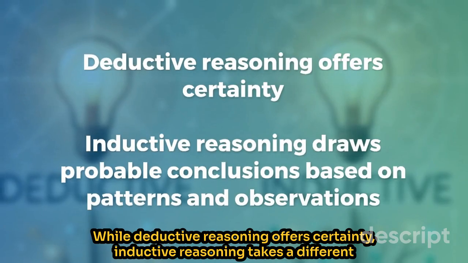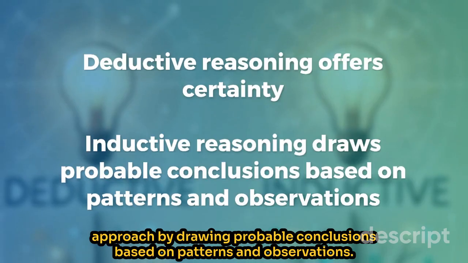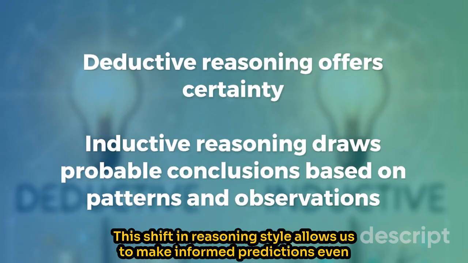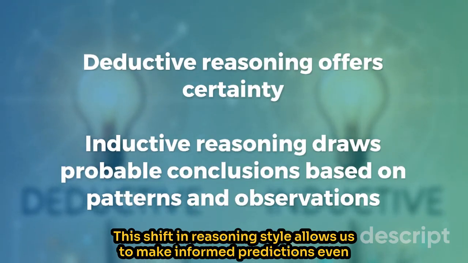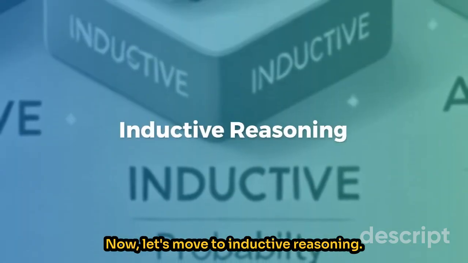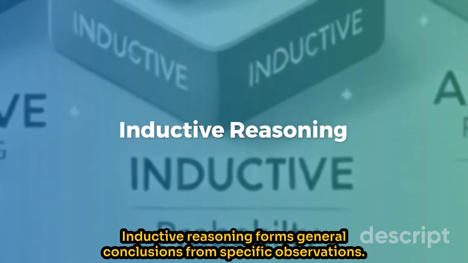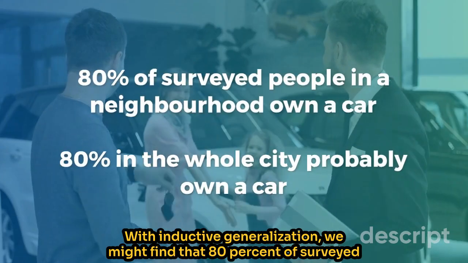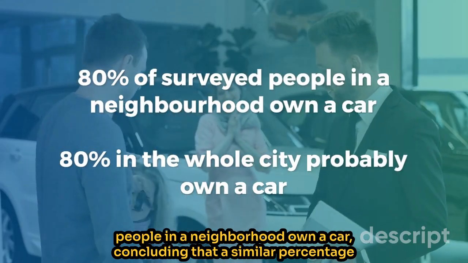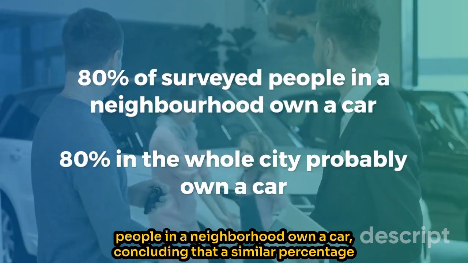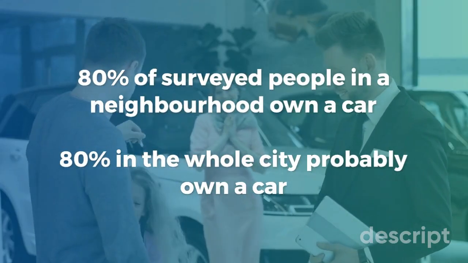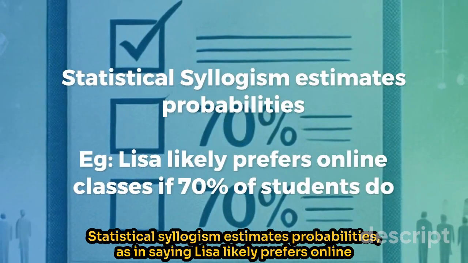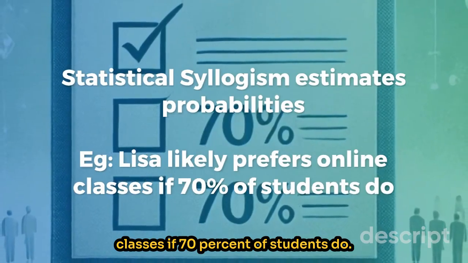While deductive reasoning offers certainty, inductive reasoning takes a different approach by drawing probable conclusions based on patterns and observations. This shift in reasoning style allows us to make informed predictions even when absolute certainty isn't possible. Now, let's move to inductive reasoning. Inductive reasoning forms general conclusions from specific observations. With inductive generalization, we might find that 80% of surveyed people in a neighborhood own a car, concluding that a similar percentage in the whole city probably does. Statistical syllogism estimates probabilities, as in saying Lisa likely prefers online classes if 70% of students do.